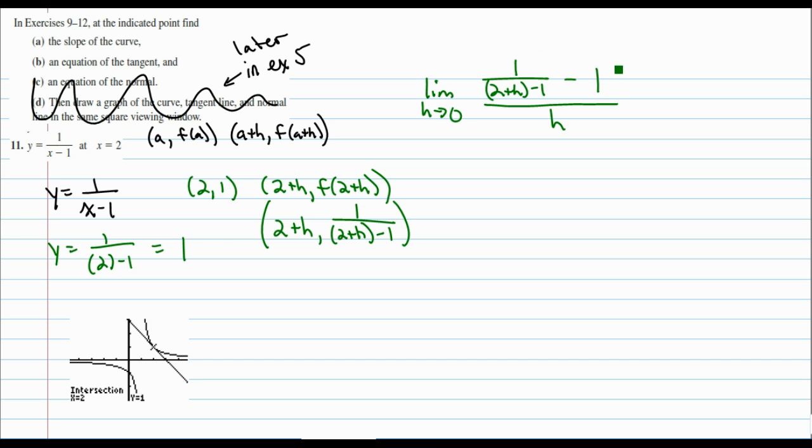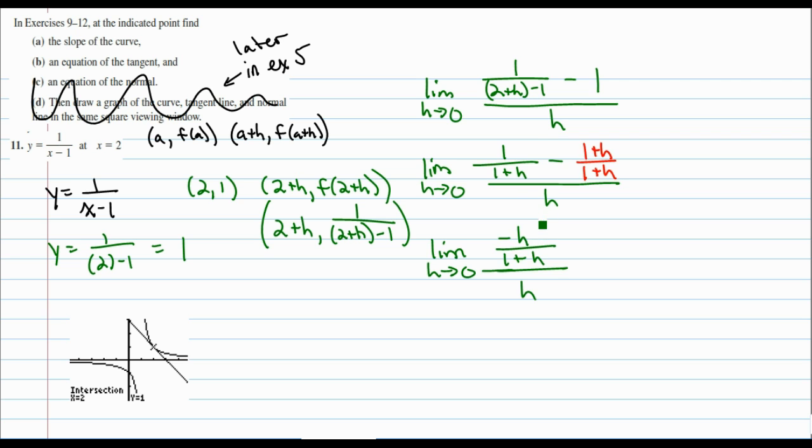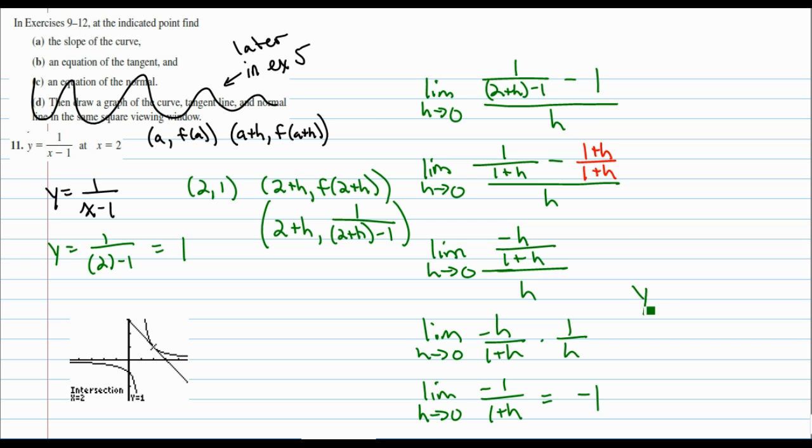So I'll find a common denominator in the numerator. Now be careful, when you combine the fractions in the numerator, you're left with a negative h. And now I'll simplify that. And finally I get that the slope of the curve is going to be negative 1. So the equation of the tangent is going to be y minus the y-coordinate equals the slope, which we said was negative 1, times x minus the x-coordinate of 2.